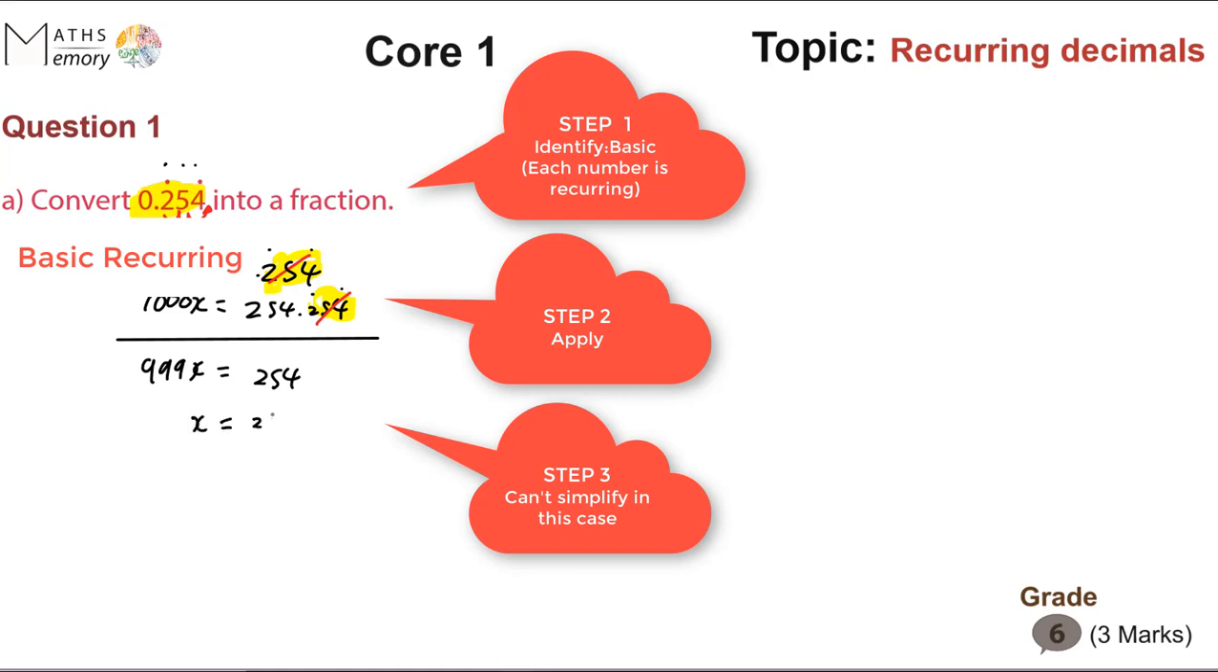x equals 254 over 999. I assume we can't break that down any further, only because we have an even and an odd number over here. So that's your final answer for this question.